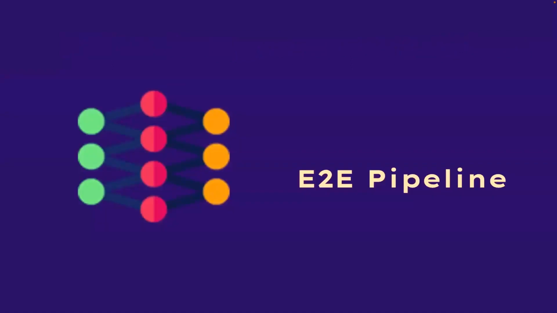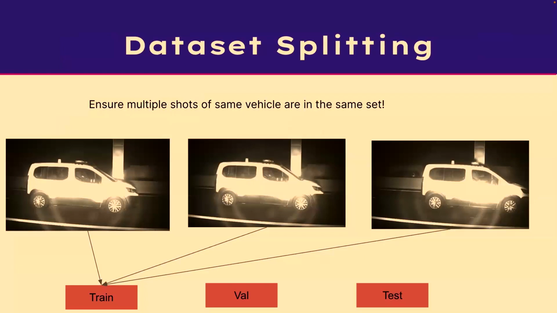Okay, so our end-to-end pipeline is pretty straightforward. First, as Brandon mentioned, because we have multiple shots for a specific vehicle, we want to split the data into train, validation, and test. We want to ensure that all of the shots for a specific vehicle will be in the same set.